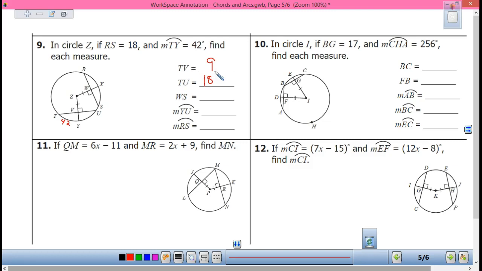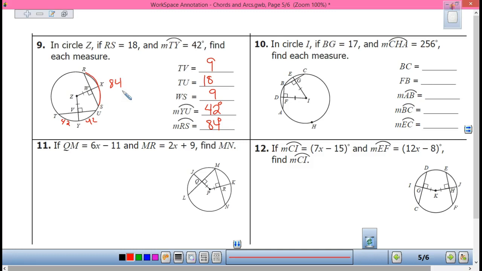So what's WS? 9 as well. Okay, what's YU? 42, because again it bisects it. 42 degrees, and RS is going to be 84, yep, because RS is the whole arc. So we've got to double it. Because if this is 42 and this is 42, it's going to make the whole thing 84. Okay? Be careful if you're being asked for a part or a whole.